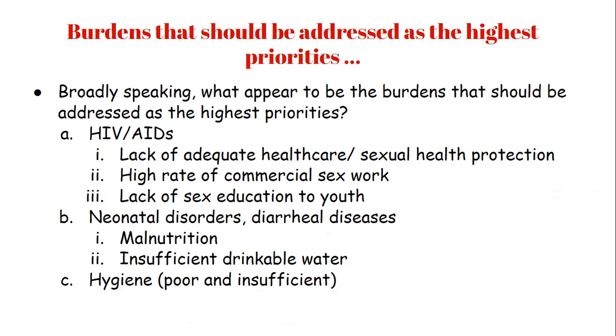And these are the burdens that we decided should be addressed as the highest priorities in order to help eradicate these 3 prevalent diseases or to help decrease their spread. So for HIV and AIDS, in the country, there's a lack of adequate health care and sexual health protection supplies, such as condoms, especially for those below the poverty line, as well as a high rate of commercial sex work and a lack of sex education for the youth, which would be effective in preventing the spread of HIV and AIDS. For neonatal disorders and diarrheal diseases, malnutrition and not having drinkable water, as well as poor hygiene, contribute to those corresponding diseases.